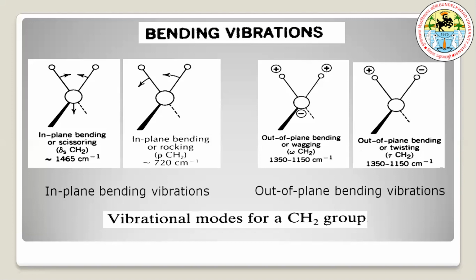When the attached atoms leave the plane attached with the carbon and vibrate in the z direction, there are three coordinates of direction, x, y, and z. So in out-of-plane bending, the molecule is able to move its atoms in the z direction also. In wagging type of motion, both attached hydrogens come out of the plane, and in twisting type of vibration, one hydrogen atom comes towards you and another hydrogen atom goes down the plane.